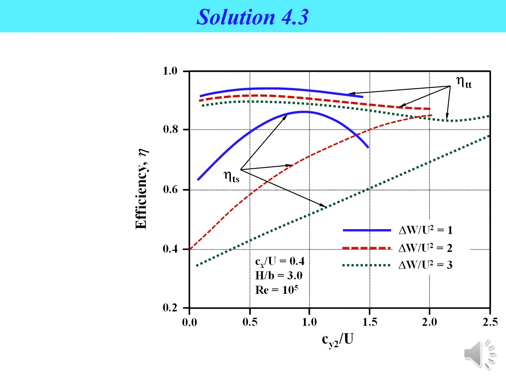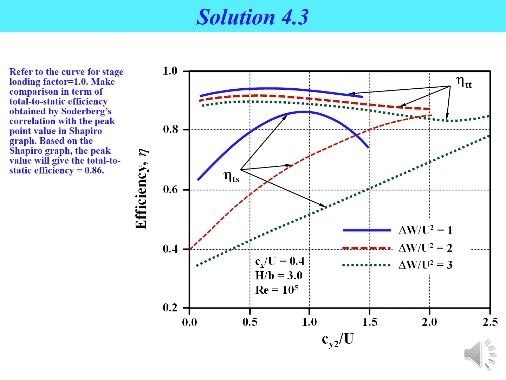Okay, this is the graph obtained by Shapiro 1957. Now refer to the curve for stage loading factor equal to 1.0, which is represented by the blue line in the graph. Make a comparison in terms of the total to static efficiency obtained by Soderberg's correlation in the previous slide with the peak point value in the Shapiro graph. Based on the Shapiro graph, you can see that the peak value gives a total to static efficiency equal to 0.86.